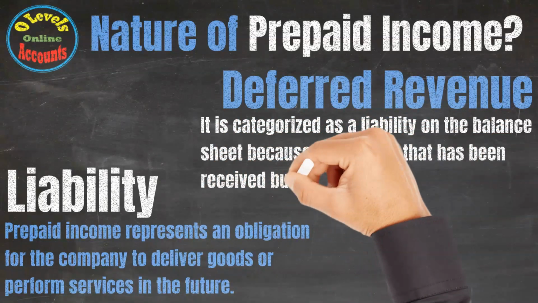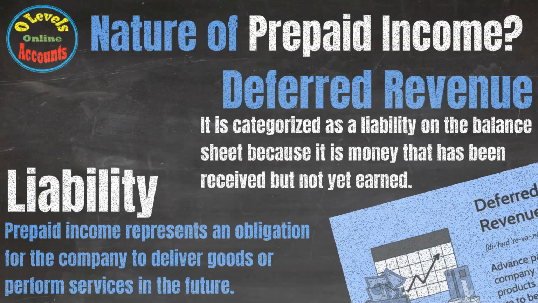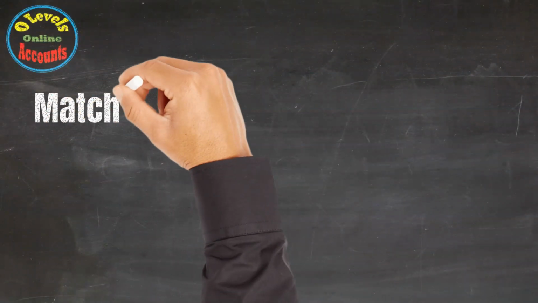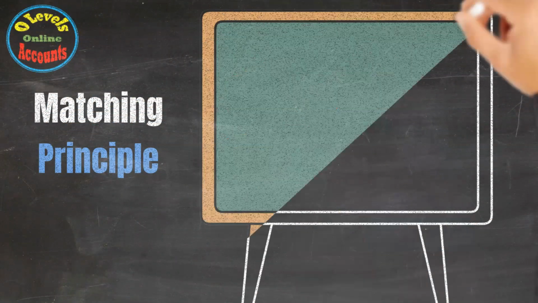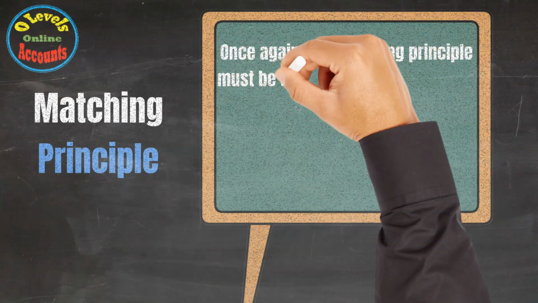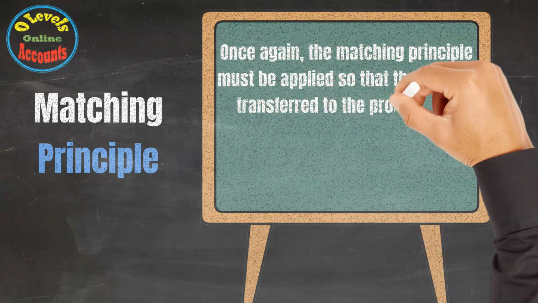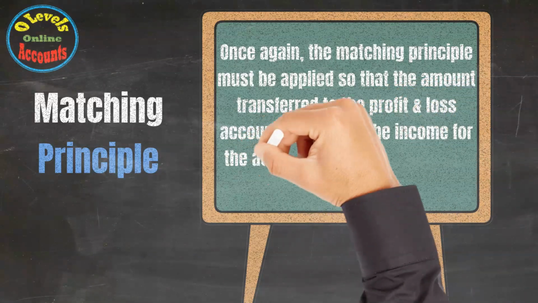Let's move on to check the matching principle. The concept is based on it. Once again, the matching principle must be applied so that the amount transferred to the profit and loss account represents the income for the accounting period covered by that statement.